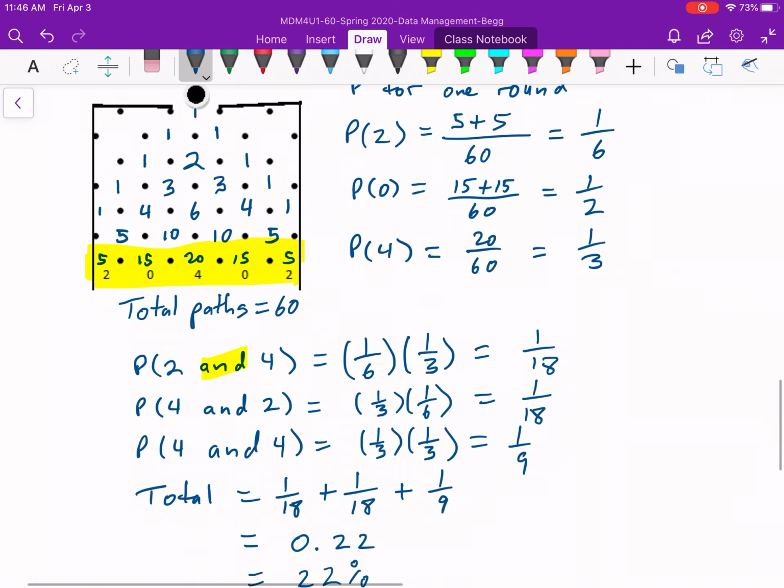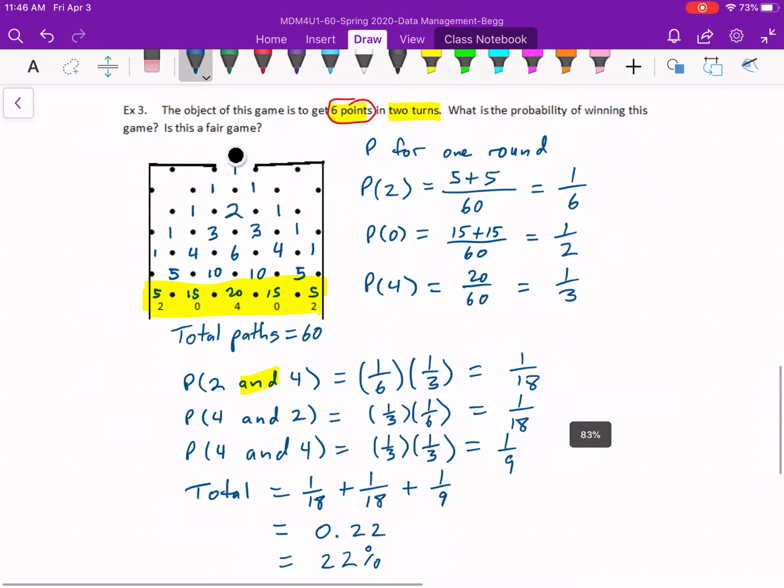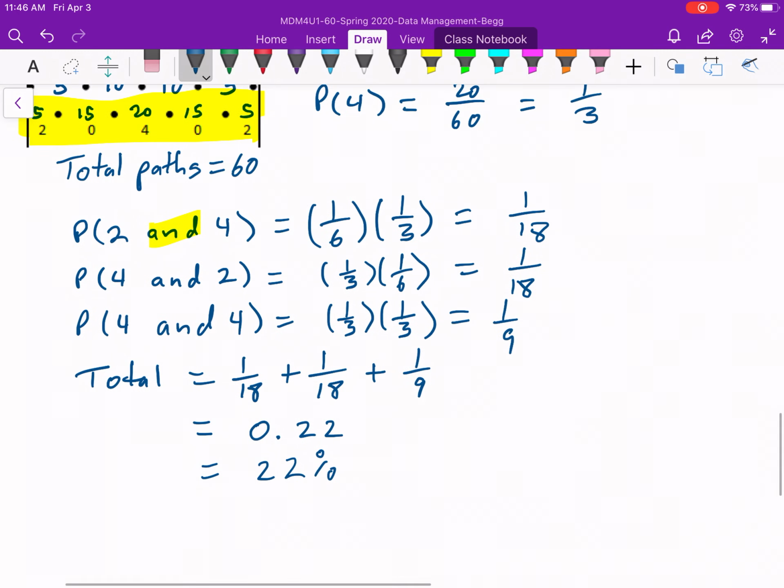And the last question to go along with this was, is this a fair game? The answer is no, not a fair game. If it was a fair game, then you would have an equal probability of winning and losing. So the probability of winning would be 50%.